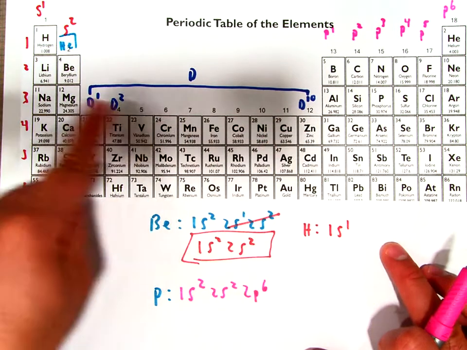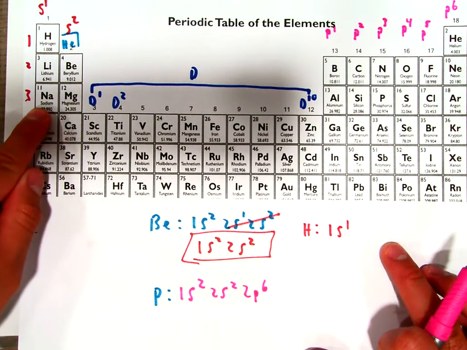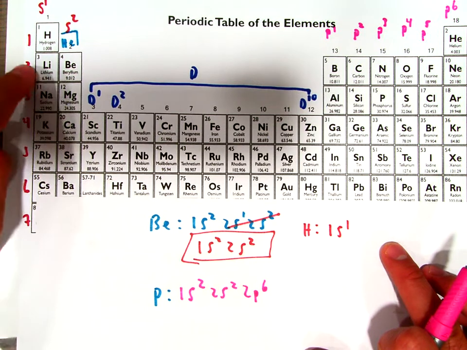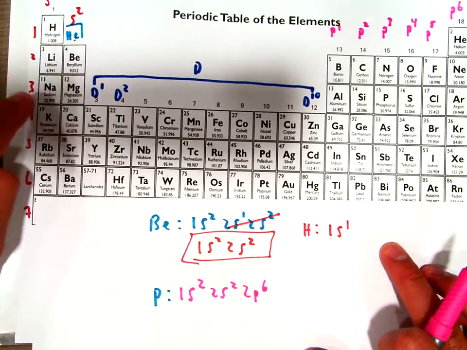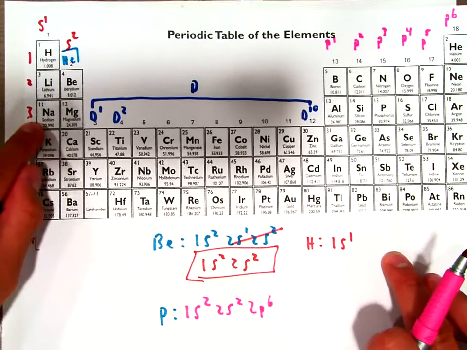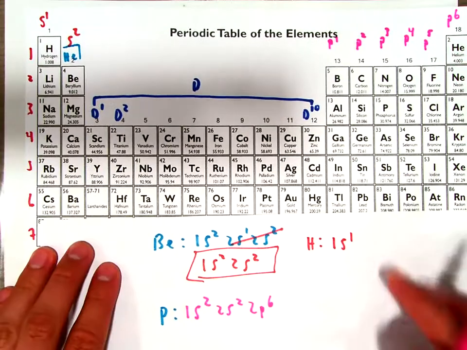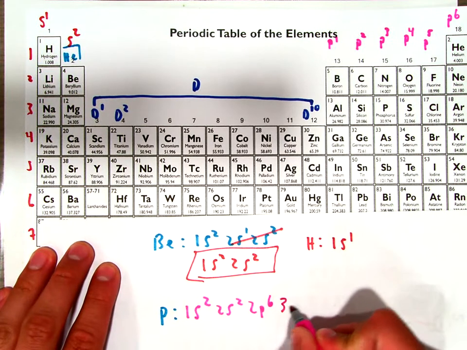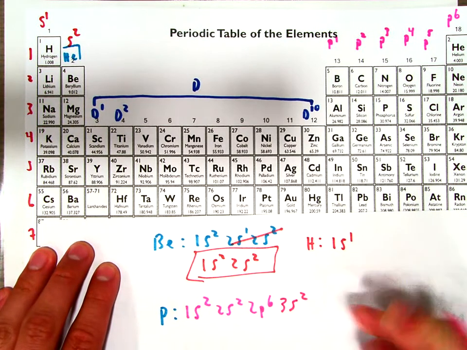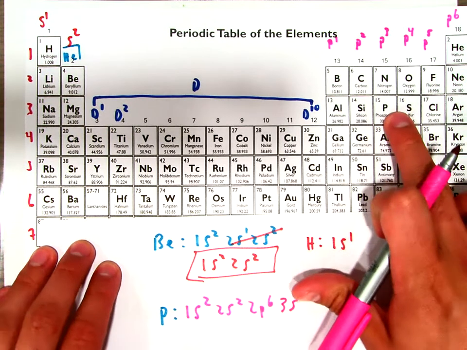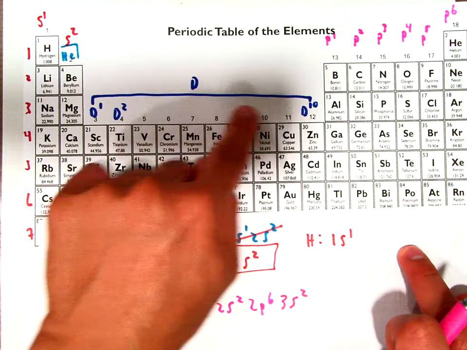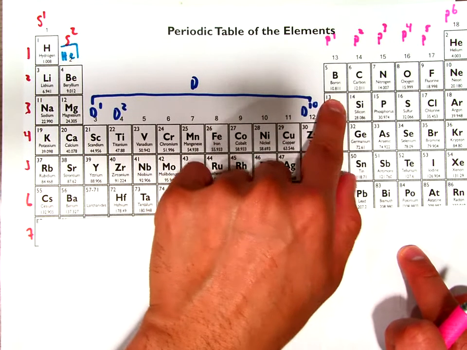Now we're going down here. Well, if this was 2s1, 2s2, well, this is going to be 3s1, 3s2. That's filled up. So 3s2. Okay, we're almost there. We're trying to get to phosphorus. There's nothing here, so we just keep going. Right, there's no d orbitals.